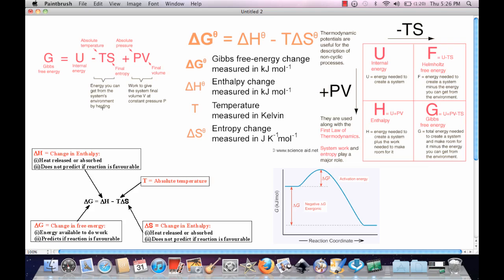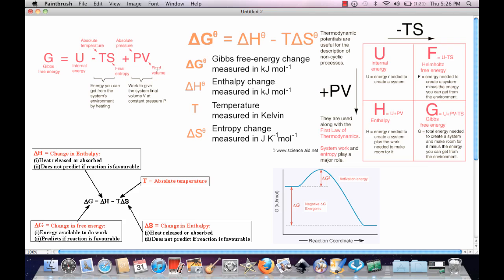That is actually one of the reasons why it says change of H, enthalpy change, which is basically measured in kilojoules. This one here will likely be measured in kilojoules, but you have to keep in mind absolute temperature will be in kelvins and final entropy will not be in kelvins. So once you subtract the difference between internal energy and this one here, you can just add the work to give the system final volume at a constant pressure.